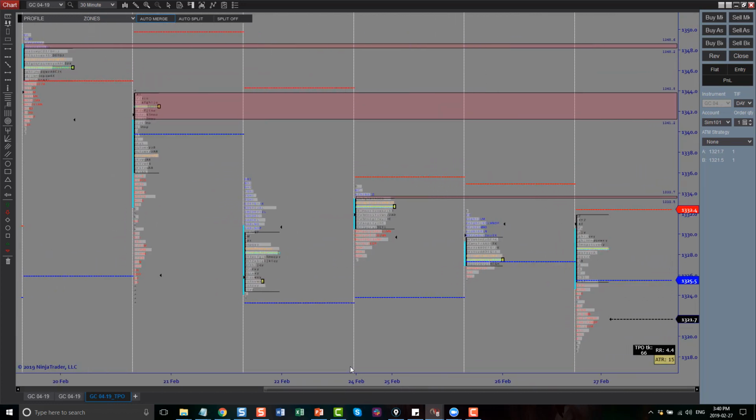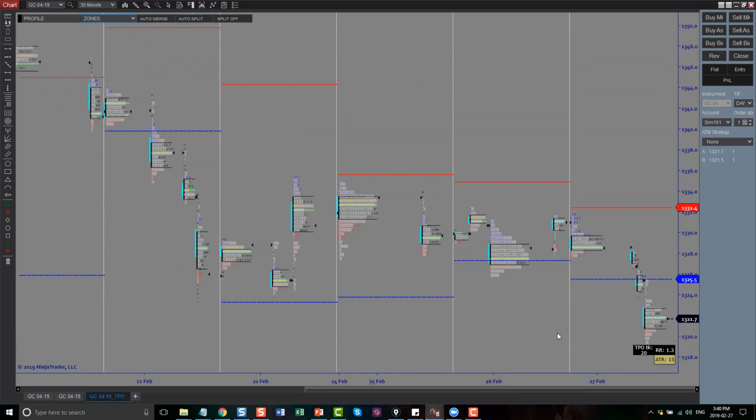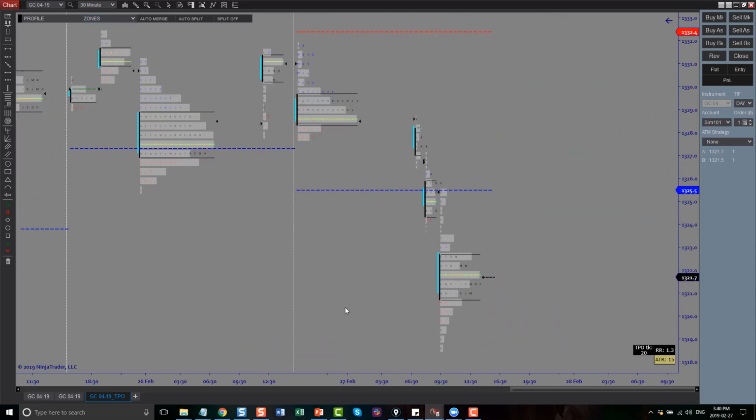But more importantly, it allows us to basically split them so that we can ultimately look at where we are as the profiles expanded. So if I were to take a look at gold today, turn split off, I could easily see that anything above here or below here is cheap or expensive, as the profiles change throughout the day.